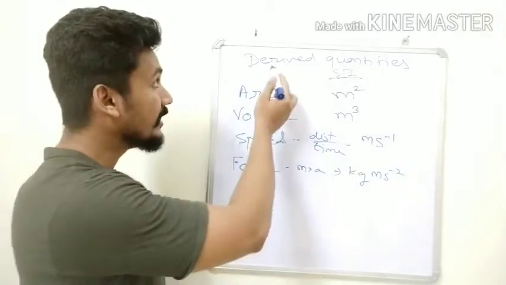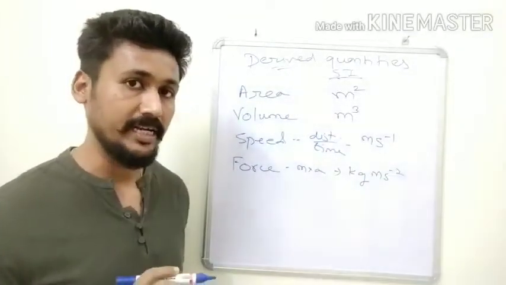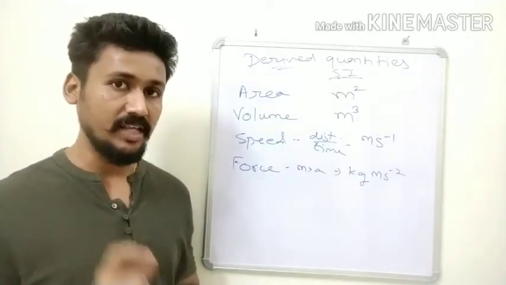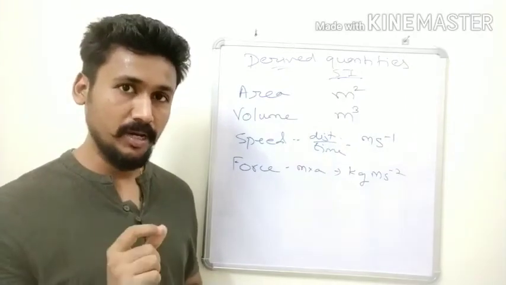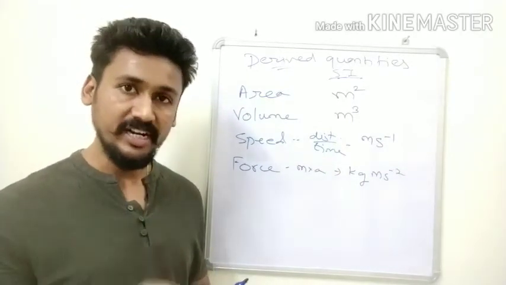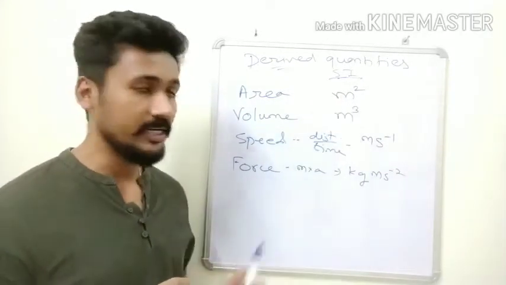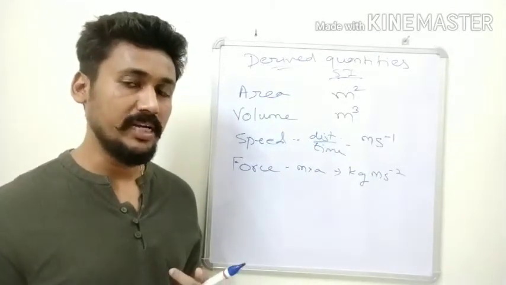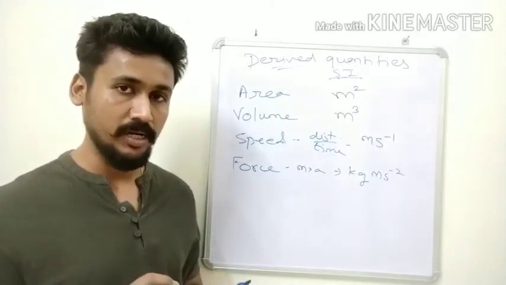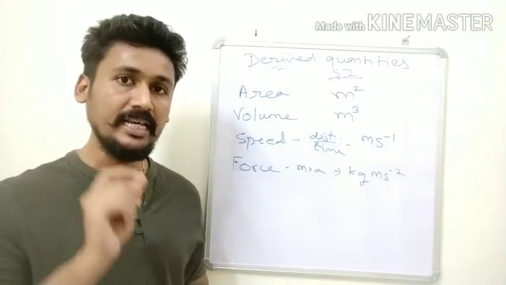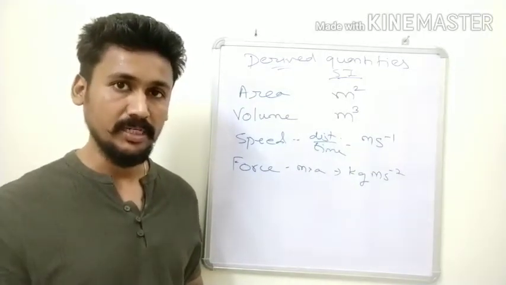Okay. So that is the concept of derived quantity. If you are given any kind of derived quantity, by the formula and by your understanding of fundamental quantities, you can find out its SI unit. So there is no need to memorize each and every SI unit. All you need to memorize is the 7 fundamental units.